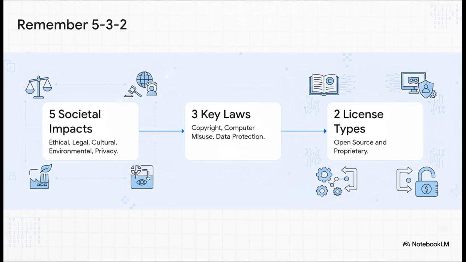1. Master the 5 societal impacts. That's ethical, legal, cultural, environmental, and privacy. 2. Memorize the main purpose of the 3 key laws: copyright, computer misuse, and data protection. And 3. Understand the difference between the 2 main software license types: open source and proprietary. If you can nail those points, you are in fantastic shape.